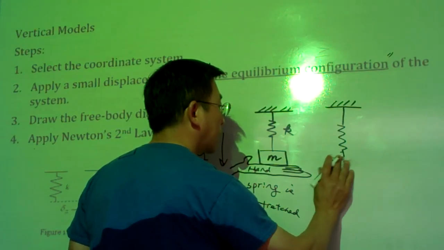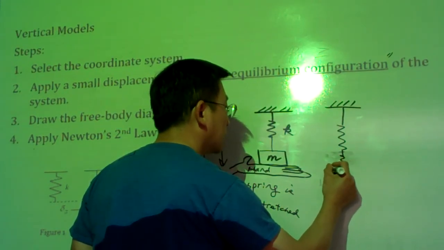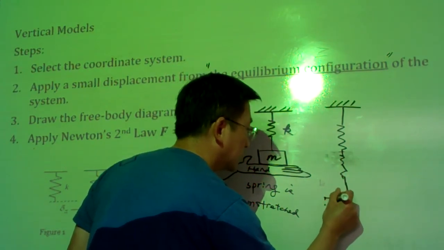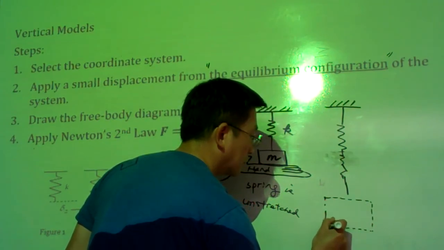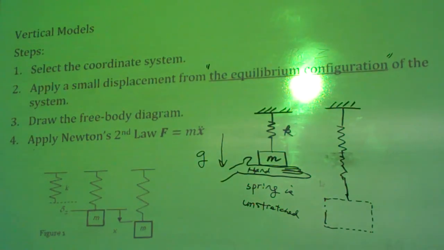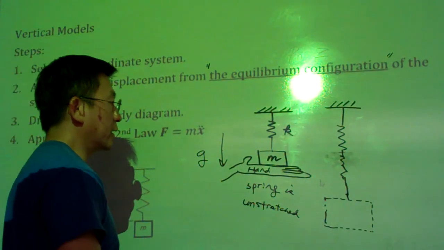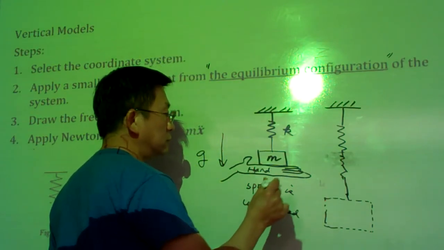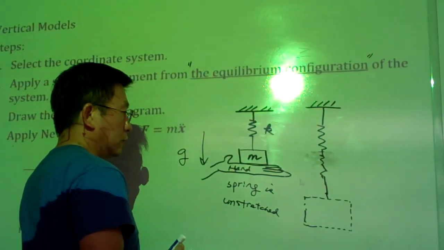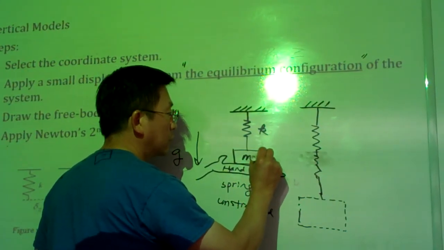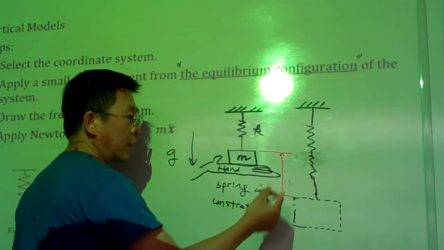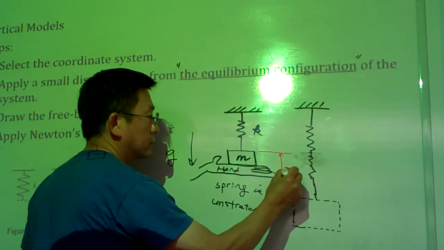For the second scenario, I remove my hand, and the mass is displaced to here. How much is it displaced? Let me measure, for example, from top to top. It can be displaced by any number; let me call it y, okay?